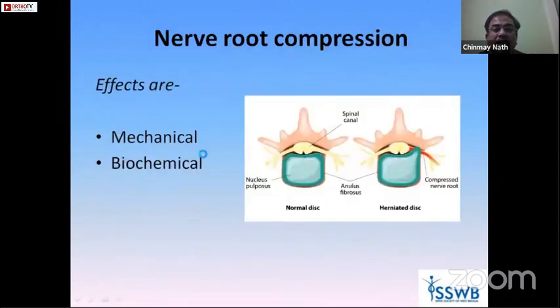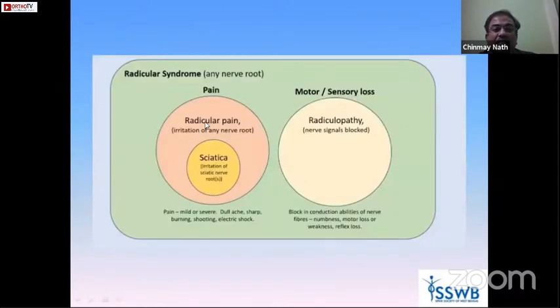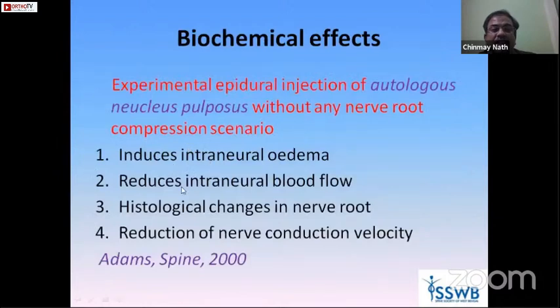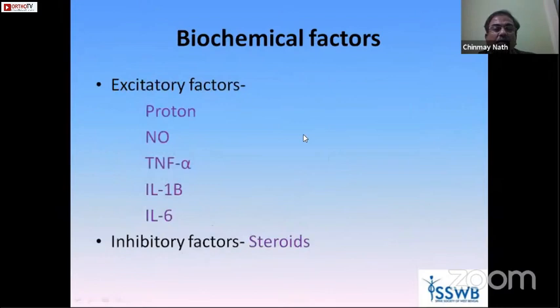Then nerve root compression, mechanical or chemical, and this is a mechanical effect. This is the chemical effect. It induces intraneural edema and reduces intraneural blood flow, with histological changes in the nerve root. Now, this is a biochemical effect.